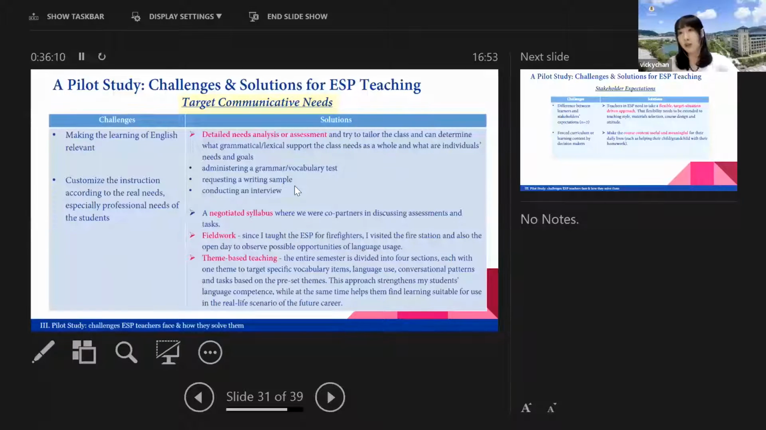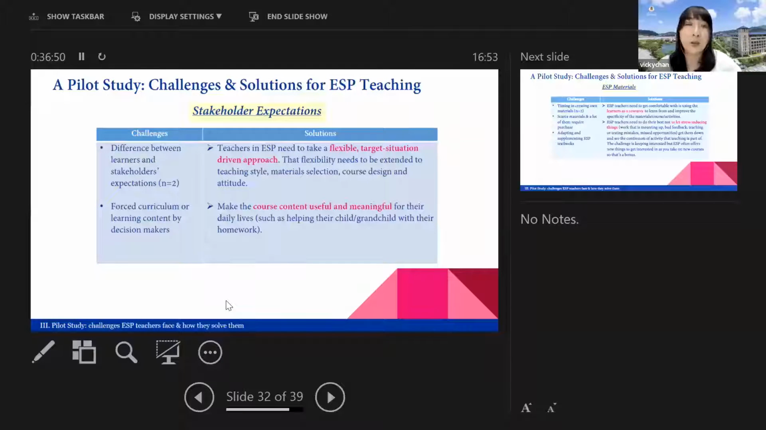Negotiated syllabus could also be considered if you are having more flexibilities with the curriculum design. Field work, you might also go out to their field or to their industry to observe language learning opportunities so that you can identify the needs of the student. Theme-based teaching is also mentioned. Probably we can set some themes that are related to their occupation, and from that we can target specific vocabulary items, language use, conversational patterns, or even tasks.